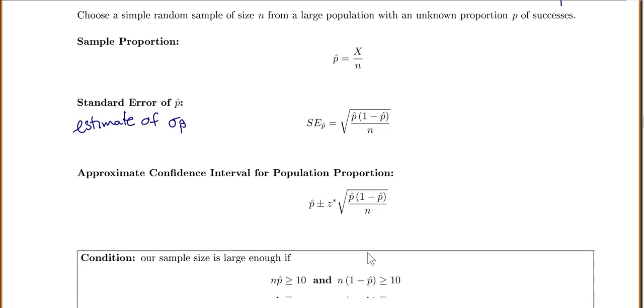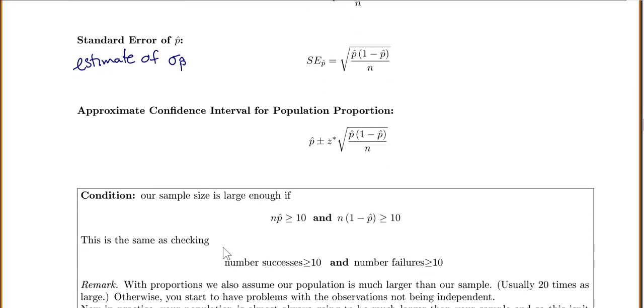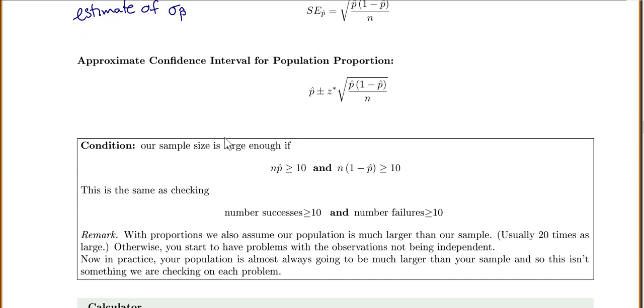Now the conditions for this is our sample size has to be large enough to have n times p hat at least 10 and n times 1 minus p hat at least 10. This is actually the same thing as checking the number of successes is at least 10 and the number of failures is at least 10. Just depending on what I give you, one might be easier to check than the other.